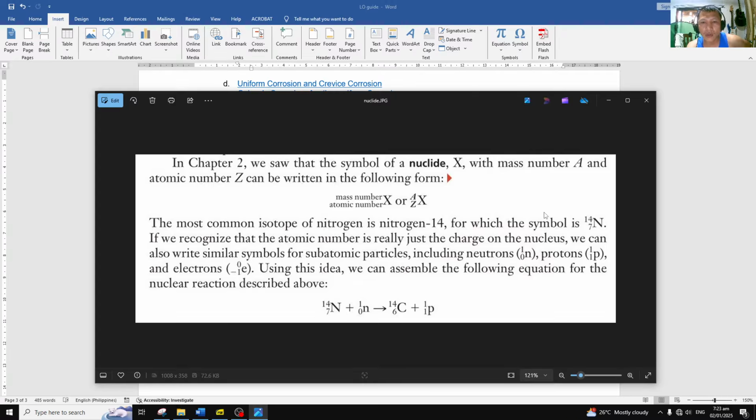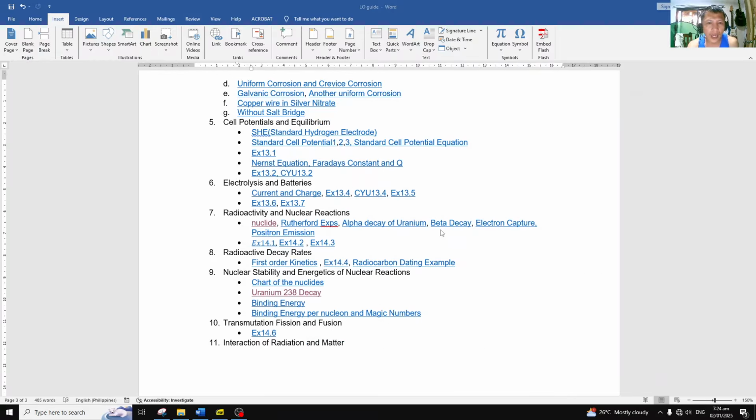Anyway, you can read it as written. If we say nitrogen, it's like this, nitrogen 14. The mass number is 14, and we know nitrogen has an atomic number of 7. So just bear in mind, that is a nuclide. We have already introduced it in chapter 1, I think, on naming isotopes. So now we're back.